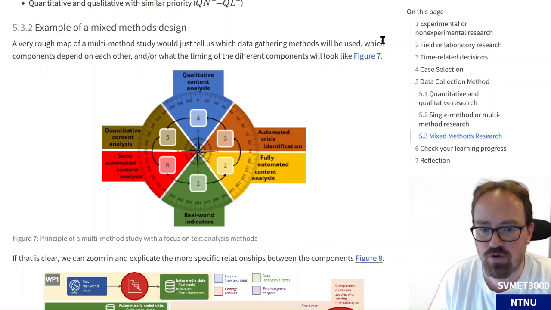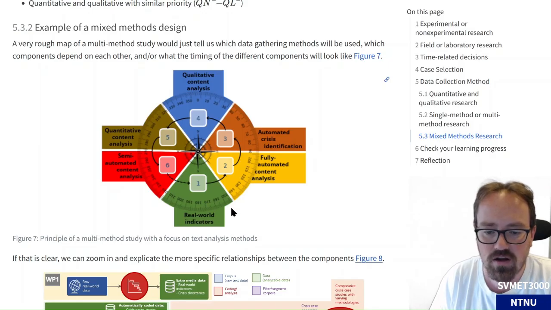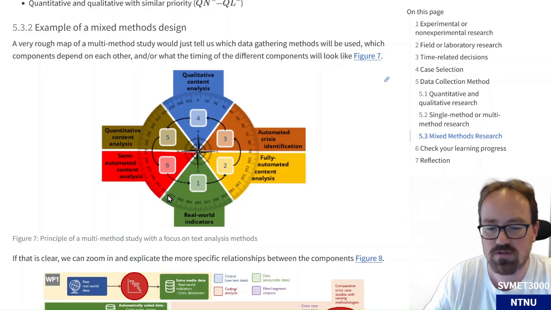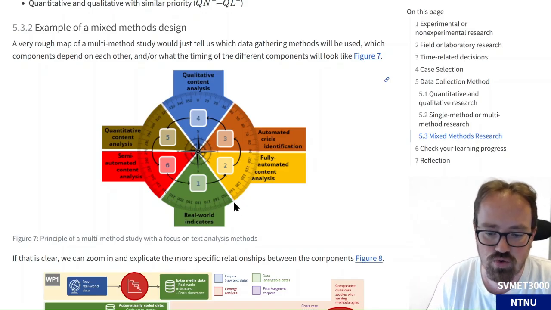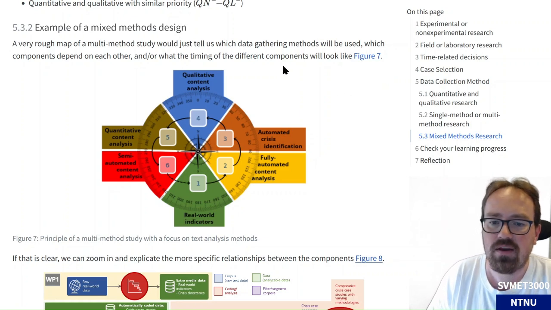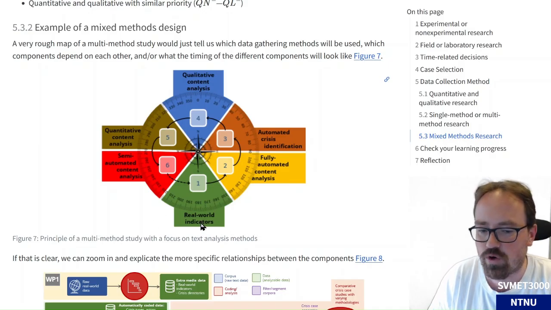and its different components. It starts with looking at, so it's about crisis communication. It's about how news media report about crisis in a long-term view. It looks at historical newspaper coverage of crisis in a 235-year period. And the study starts with so-called real-world indicators.